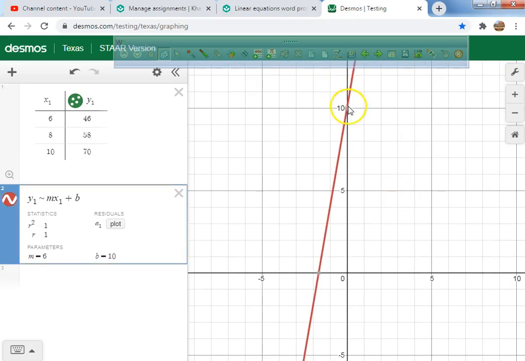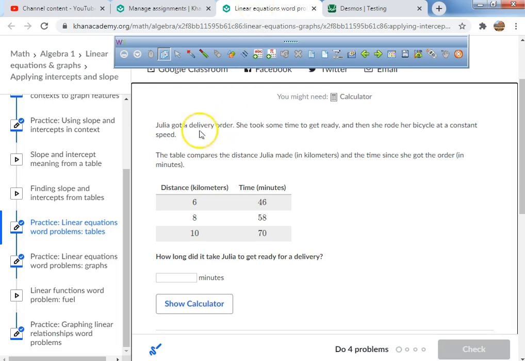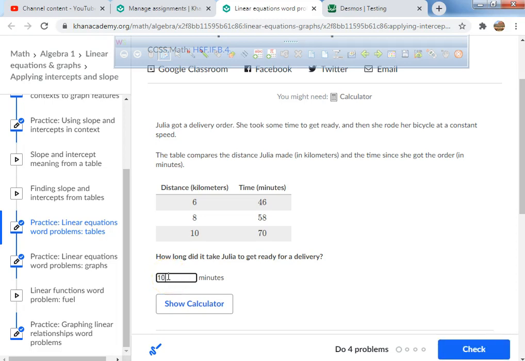And so what we're looking for is the y-intercept. It's very easy to type it into Desmos, find your slope, find your y-intercept, but you have to know what you're looking for. So when it says she got a delivery order and it took her some time to get ready, whatever time she took to get ready, that's a constant. That's not going to change. That's the y-intercept. How fast she rides her bike, that's the slope. So how long did it take her to get ready? You have to know that you're looking for the y-intercept. If you don't know that, you can't get the problem right.